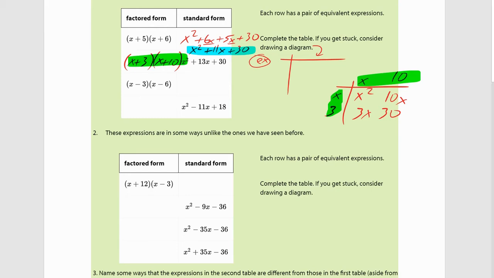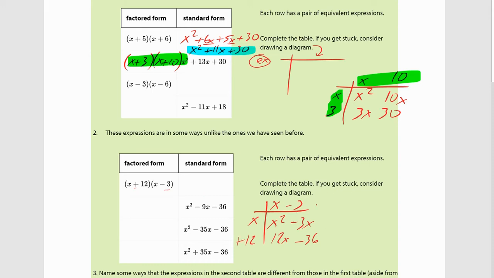Okay, so number two, notice how it's a little bit more interesting. We had positives and positives, we had negatives and negatives. Now they're mixing it up with positive and negative. Drawing a diagram might help. We have x plus 12 and x minus 3. That's x squared. That's negative 3x. That's 12x. And this is negative 36, because negative 3 times the positive 12.